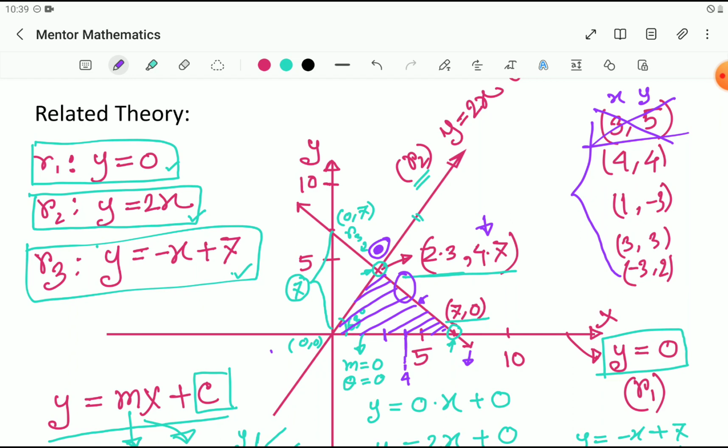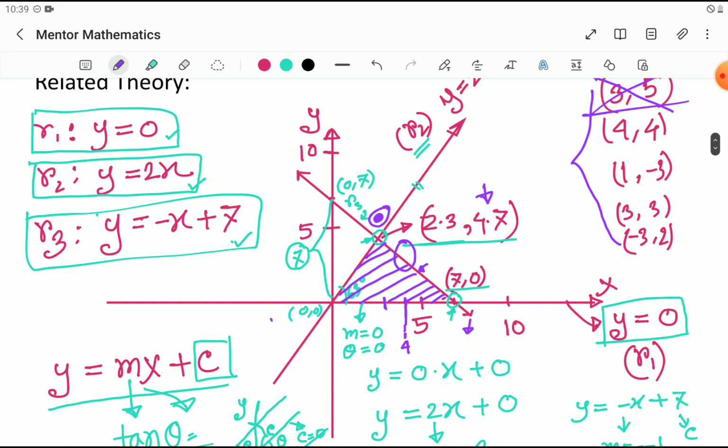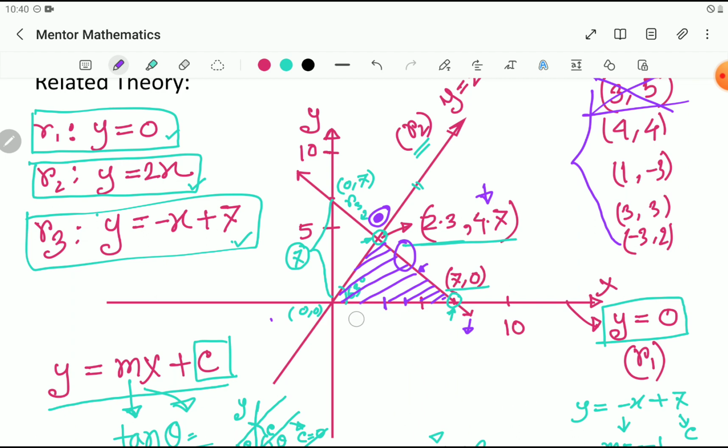1 and minus 3. 1 and minus 3. So 1, okay, I'm just erasing this space. So 1 might be here, and minus 3, it could be around here. So our point is here, 1 minus 3. That means this is not inside. Minus 3 and 2, x negative 3. So this is here, this also not.